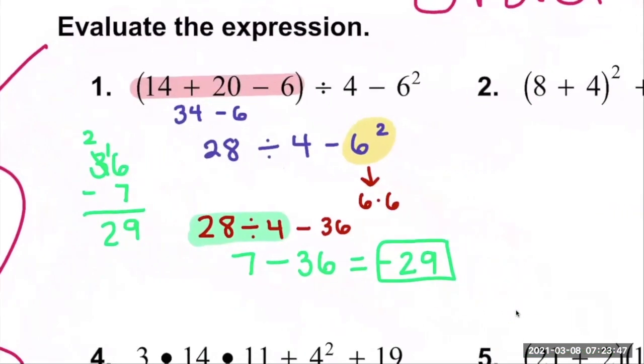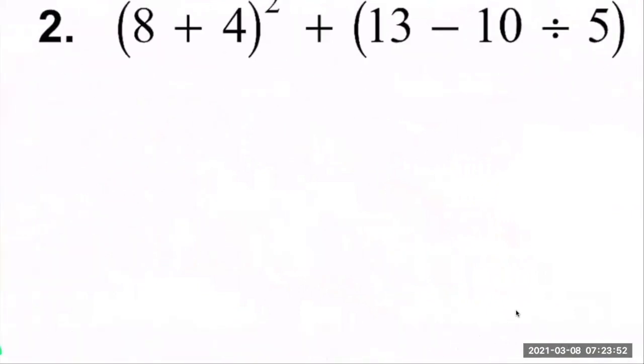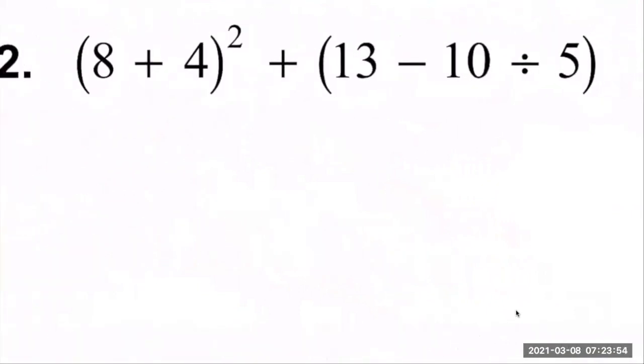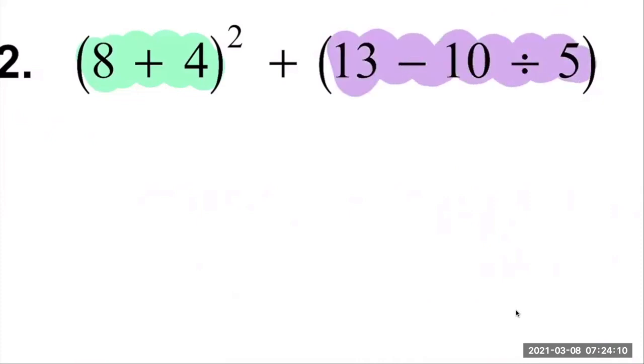Let's try one more together. Let's do number 2. Oh man, I have a lot of things going on. I have 2 sets of parentheses, 1 with exponents. First things first, I have to take care of what is on the inside of these parentheses before I can worry about anything else. I'm going to start with the one on the left. So 8 plus 4 gives me 12. And so now I have 12 squared.